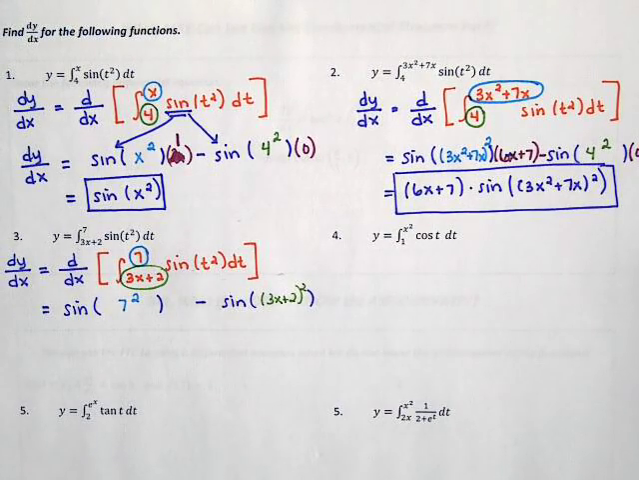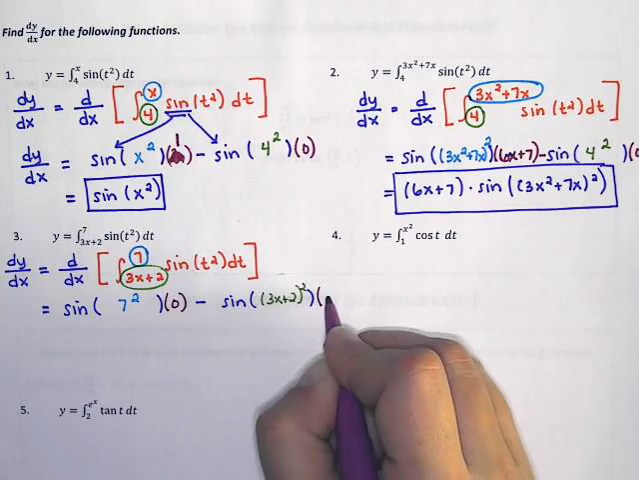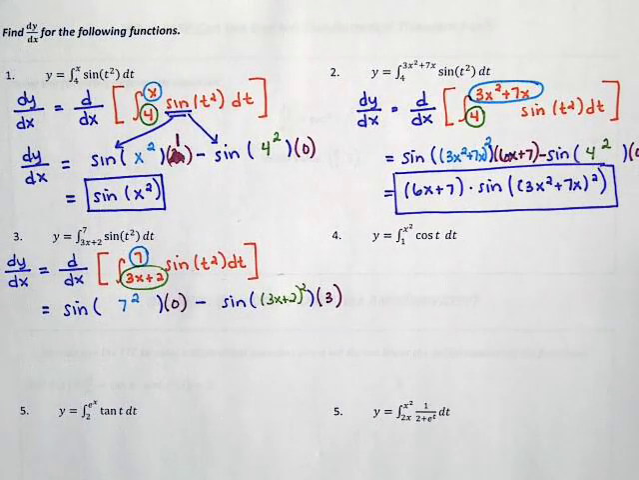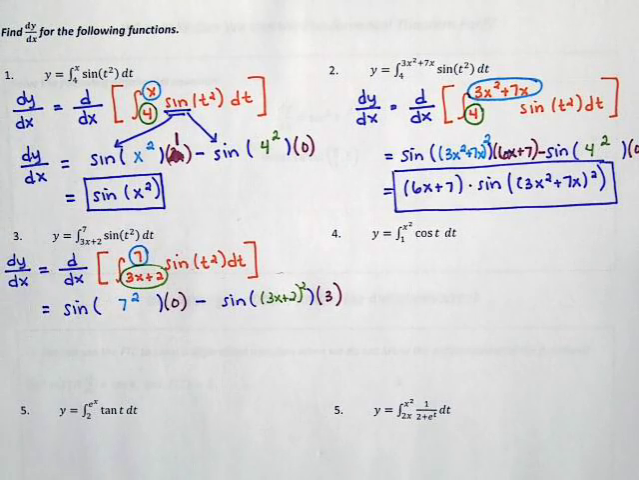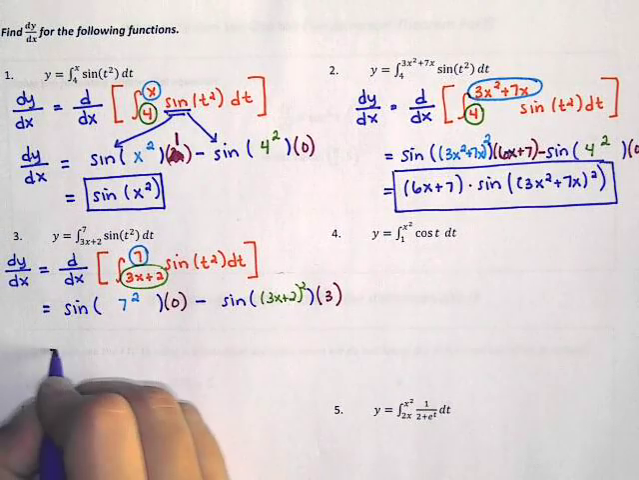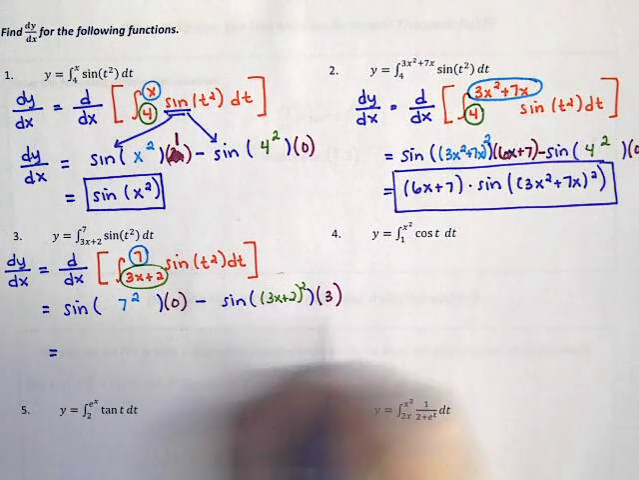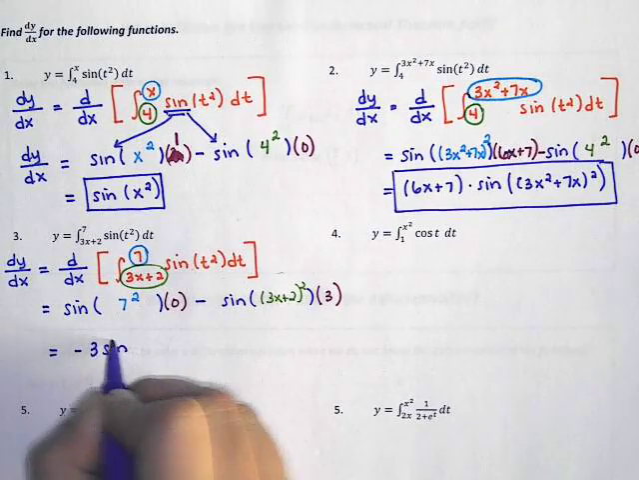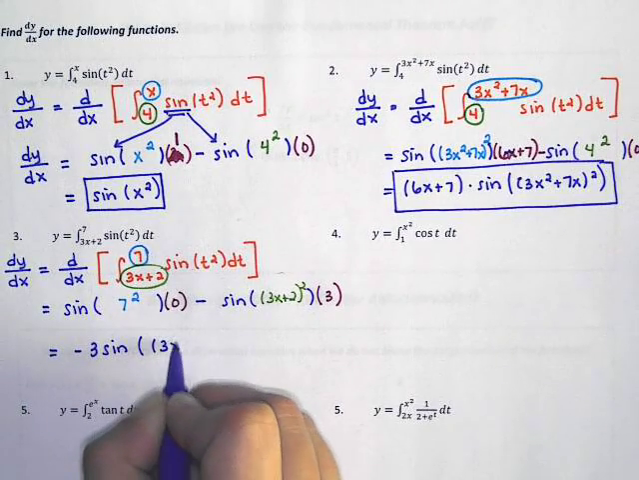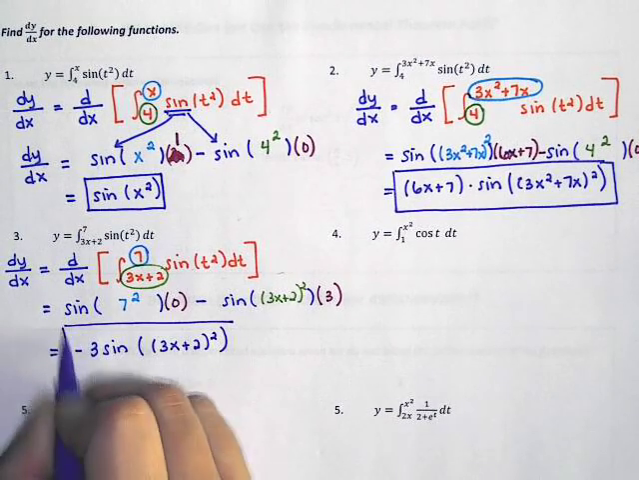And then don't forget to do chain rule and multiply by their derivatives. Now the derivative of 7 would be 0, and the derivative of 3x plus 2 would just be 3. Remember, I'm doing the derivative of the bound, so I'm going back to look at the original problem. Now when I multiply by 0, that goes away. It just becomes 0. So I'm just going to move the 3 to the front and make it a coefficient. Negative 3 times the sine of 3x plus 2 squared. And that's my derivative.